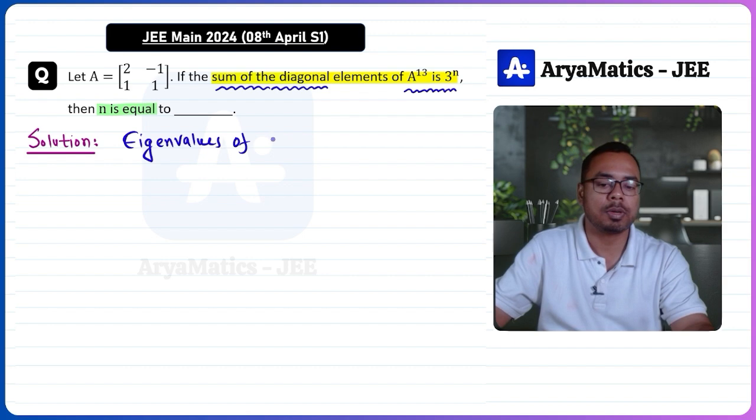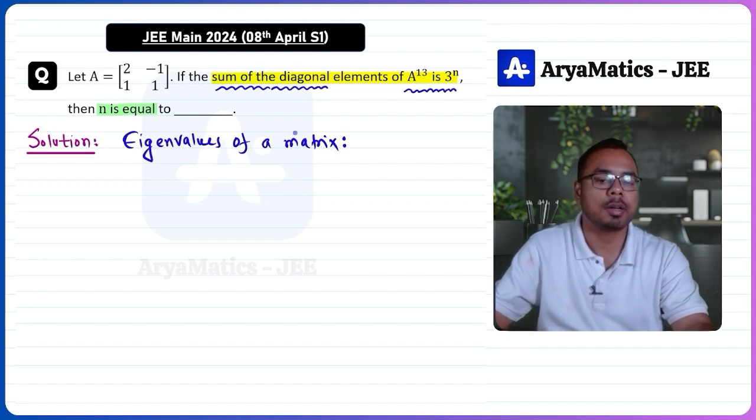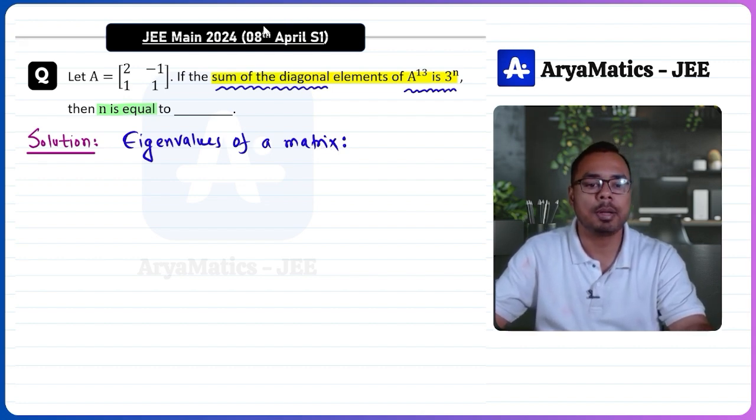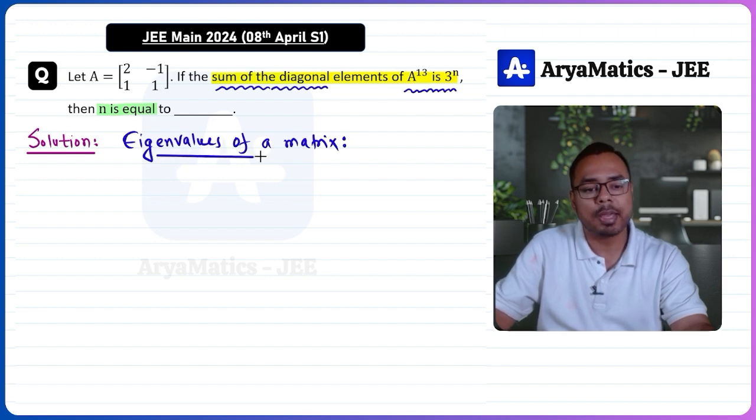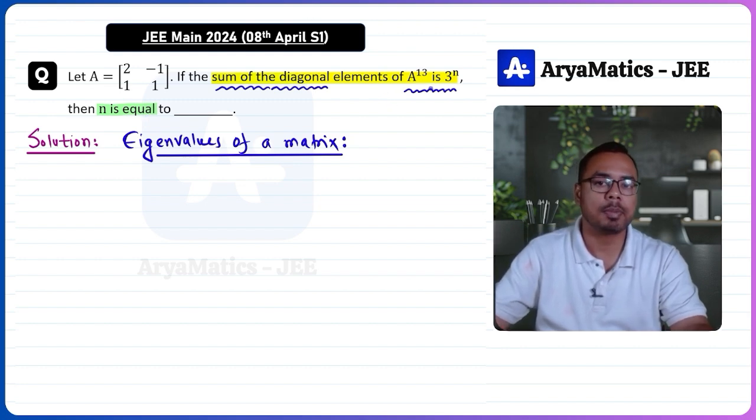Right, first we'll talk about what eigenvalues of a matrix are. We already know about the characteristic equation, right? We learned about the characteristic equation of a matrix in the Cayley-Hamilton theorem. So from there we can find the eigenvalues of a matrix. And then there are a few properties of eigenvalues that you should know. Then these types of problems you can solve within a few seconds.